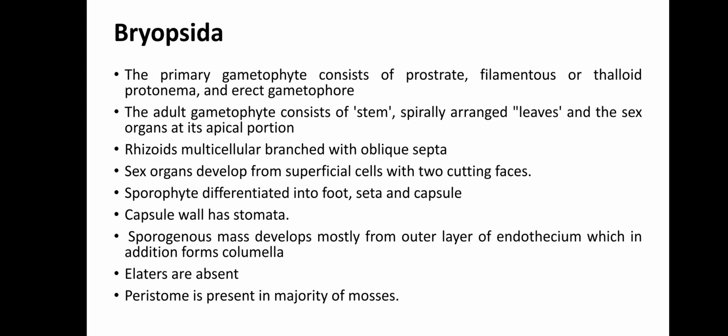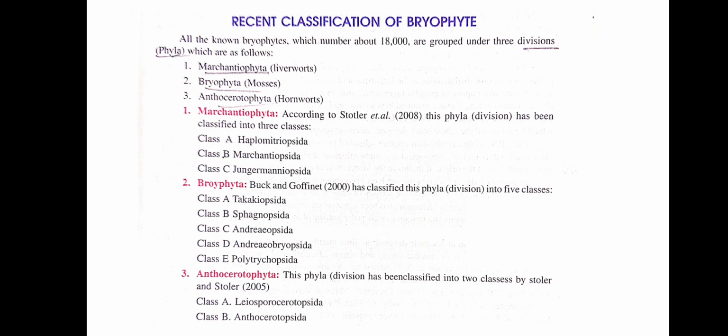Sex organs develop from superficial cells with two cutting faces. Sporophyte is differentiated into foot, seta and capsule. Capsule wall has stomata. Sporogenous mass develops mostly from the outer layer of endothecium, which in addition forms the columella. Elaters are totally absent. Peristome is present in the majority of mosses. A peristome layer is present in the capsule.